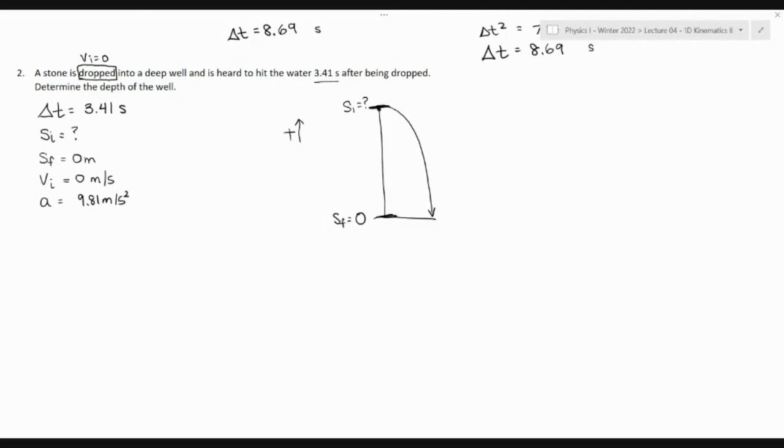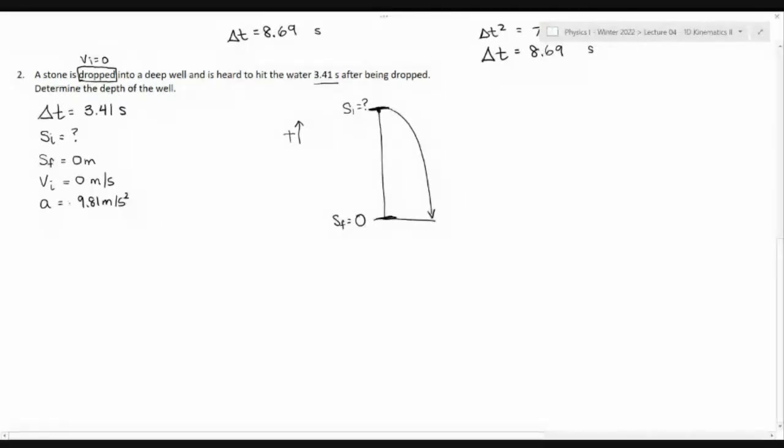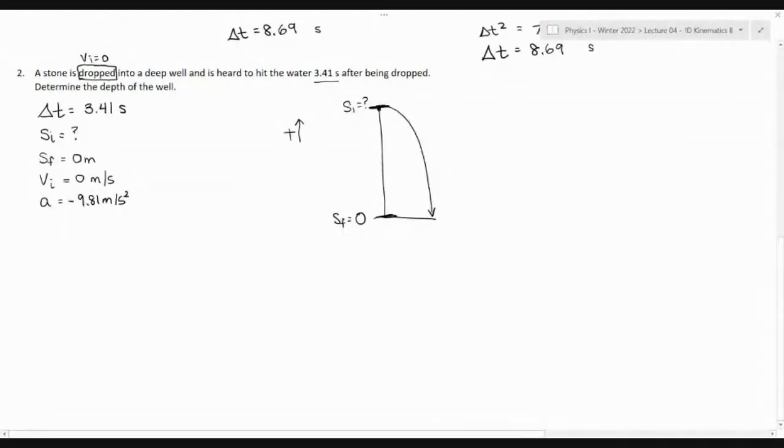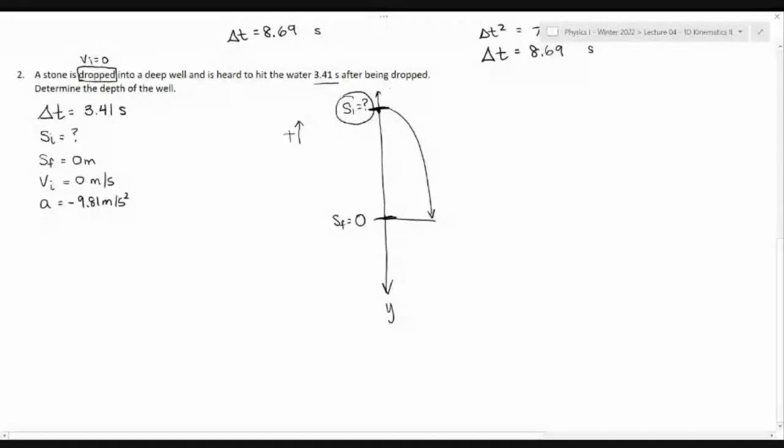Yeah, so if up is the positive direction, then we need to put a little negative in front of acceleration, because acceleration always points down. So if we say up is positive, then acceleration is negative. Why is up positive? Well, in this question, it's up to you to decide. If you want down to be positive, then when you calculate your S initial, you're going to get a negative value. And that's fine because you said down was positive. So this is like saying this is your y-axis and up here would be your negative y-axis.